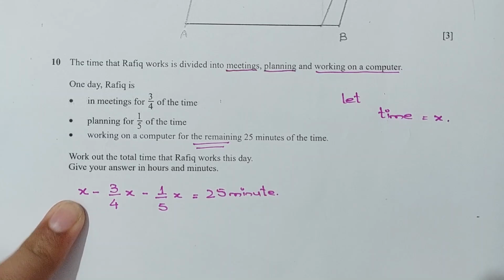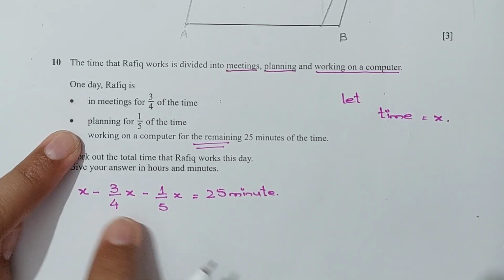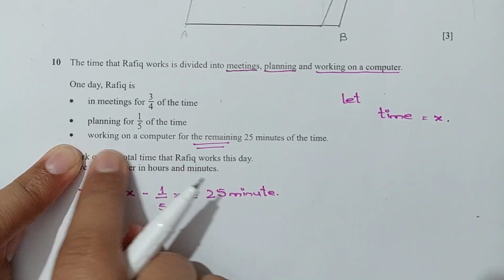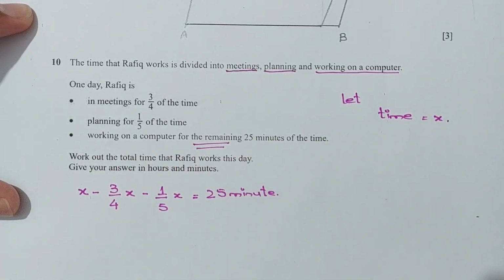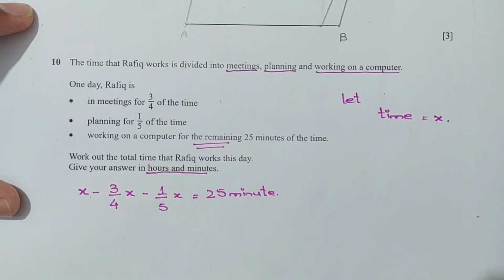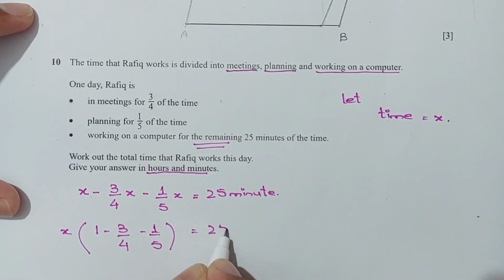From the total time, subtract the time spent on meeting and the time spent on planning. After subtracting this, we get the working on computer time, which is 25 minutes. Work out the total time, solving for X in terms of hours and minutes. So X is common. We are left with 1 minus 3 over 4 minus 1 over 5, which equals 25.